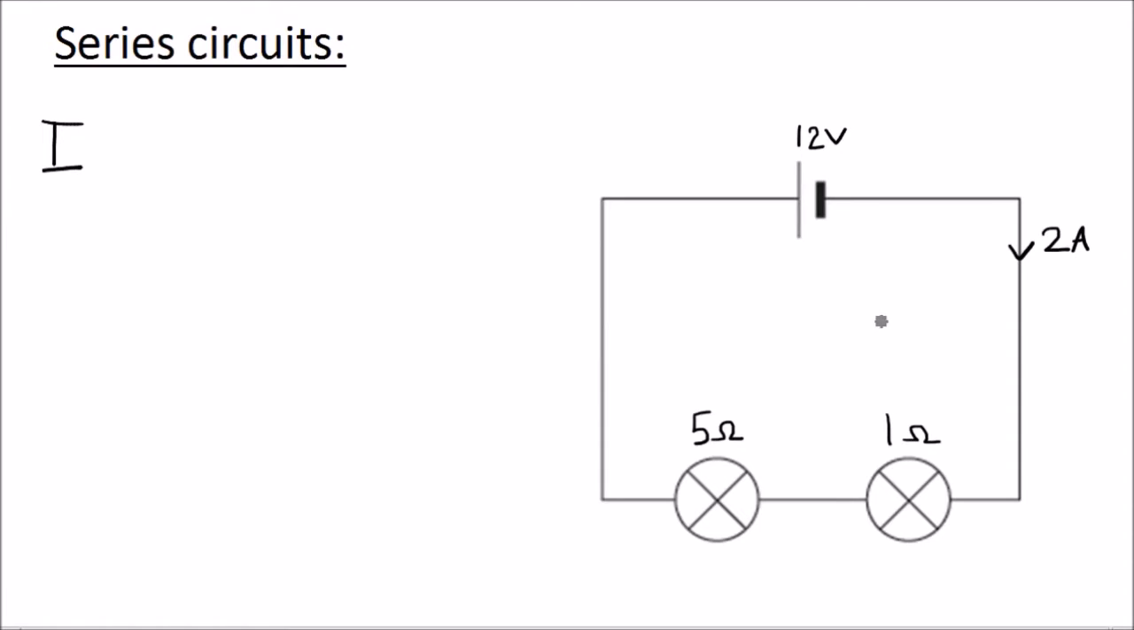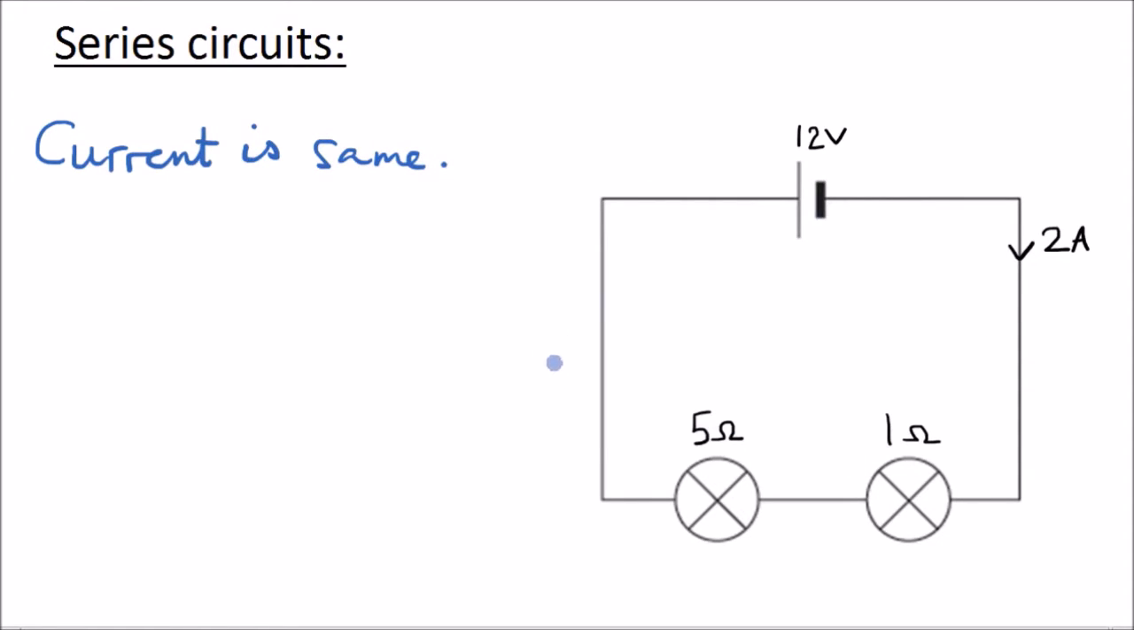The reason is because the current is the flow of charge. In this case the electrons are the charge carriers, and we can't create or destroy electrons, and the electrons have nowhere to go except this one path. There is only one path for them to follow. So there will be the same flow of electrons anywhere in the circuit. So we can say that for a series circuit the current is the same all the way around this circuit.